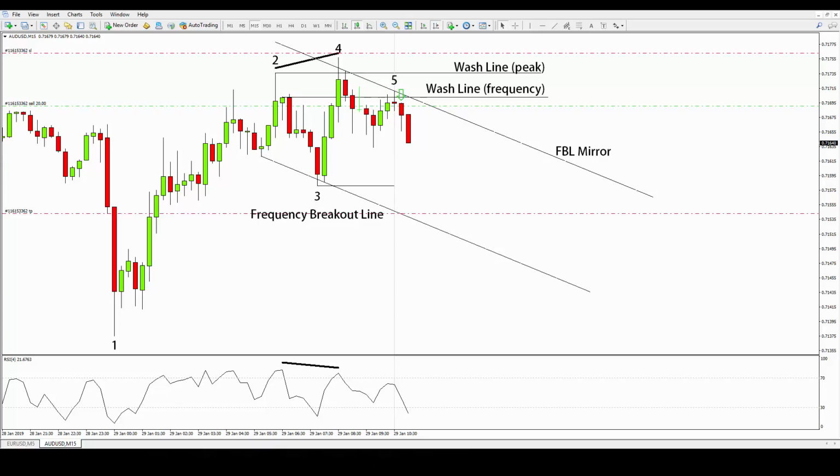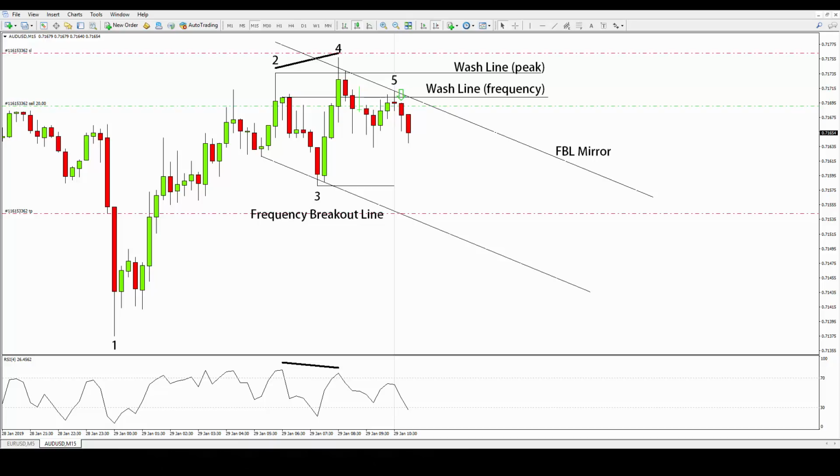There is a second wash line drawn in the chart, which is based on the frequency along the upper tails of high number 2. That gives us a different level where price might touch and reverse in the future. As usual, we have to observe what price does when it reaches those levels so we can make better decisions. Here is where we can employ the other two methods of analyzing the market to help identify market edges.